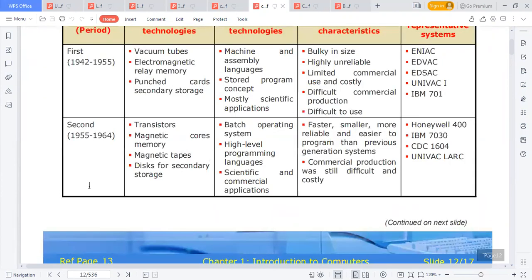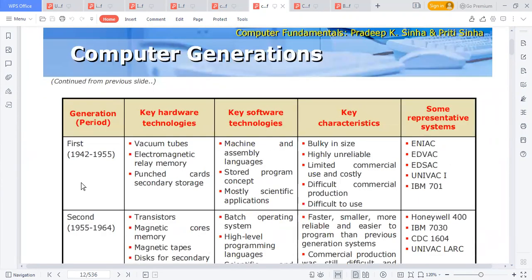So first of all, the first generation starts from 1942 to 1955. The key hardware technology: the main technology for the first generation was vacuum tubes. They used only vacuum tubes and electromagnetic relay memory, punched cards, and secondary storage. So these are the key features for the first generation computer.